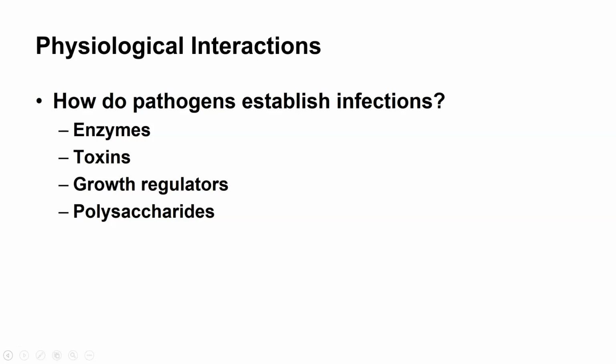Let's look at some of the physiological interactions that occur. First, it says how do pathogens establish infections? There are a bunch of other things that we've got going on in here at the same time. Let's look at some of the stuff that happens. We're going to deal with enzymes.